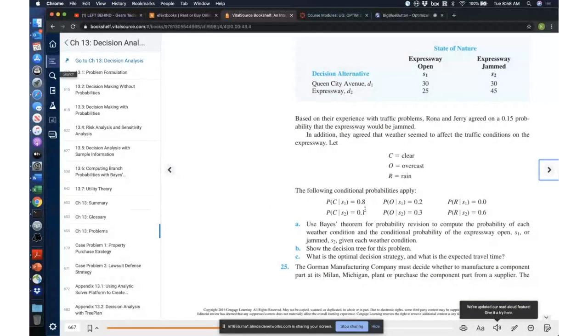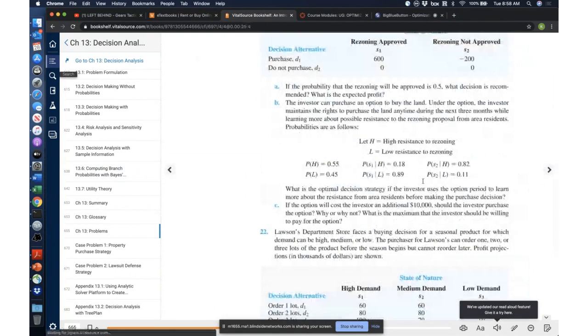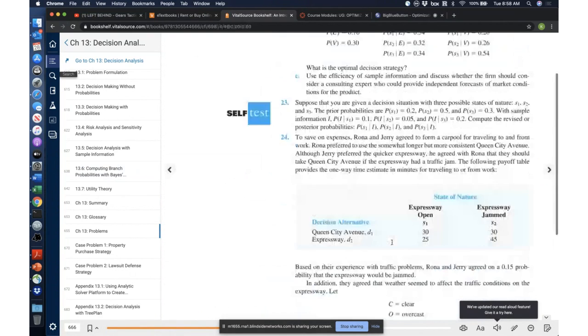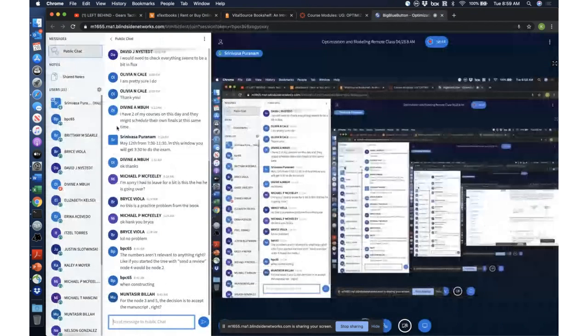But the probabilities that you need are not the probability of clear skies given that there was no jam on the expressway. It is the other way around. What is the probability that there will be no jam on the expressway given that the skies were clear? So you have to calculate the probability of S1 given C. Because look, it's always S1 given E, or S1 given L, or S1 given H. So you're always calculating the probability of the state of nature itself conditioned on other factors. But this is given to you the other way around, so you have to do those calculations. And we will do those calculations right now. That's what we're doing in this problem.